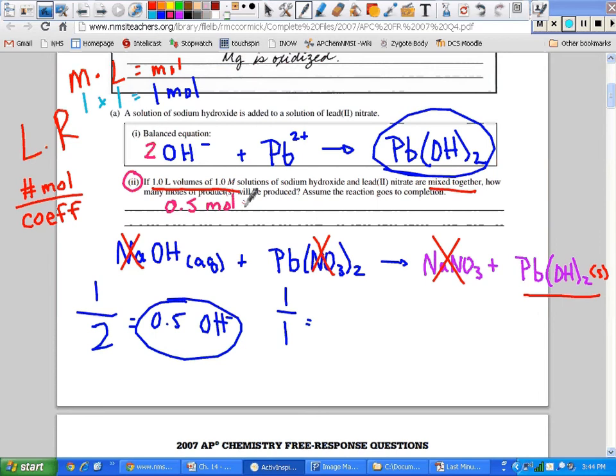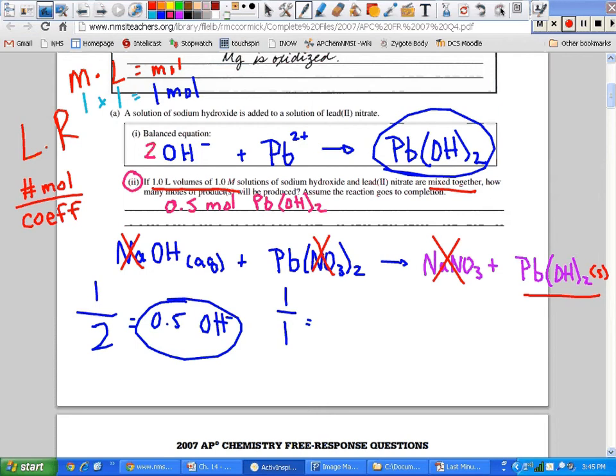So anytime we're talking about mixing two solutions, there's got to be a limiting reactant somewhere. Why? Well, something's got to run out. Something has to run out. Yeah. Okay. All right. So that one was fairly easy. I think you should have definitely got the reaction right.